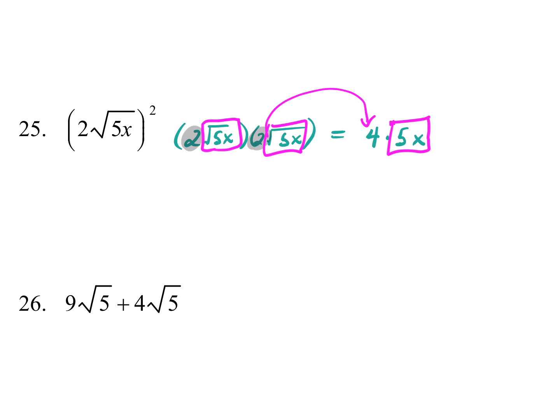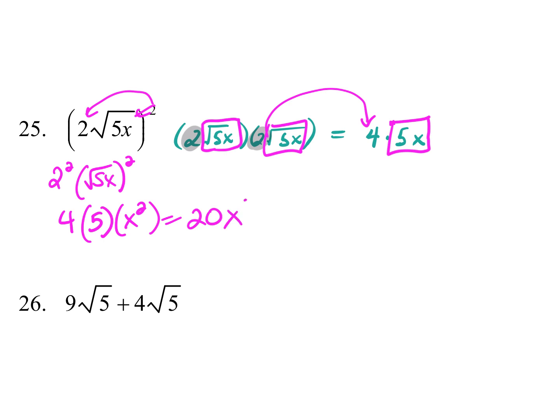The other thing you could do is literally distribute this to this. So I could say 2 squared and then the square root of 5x squared, 4, and then that square root 5 squared is 5, and then x squared. So however your brain sees that is fine. It's just so if there was a plus in between, if it was 2 plus square root 5x, now I'm foiling. Okay, thank you. You're welcome.